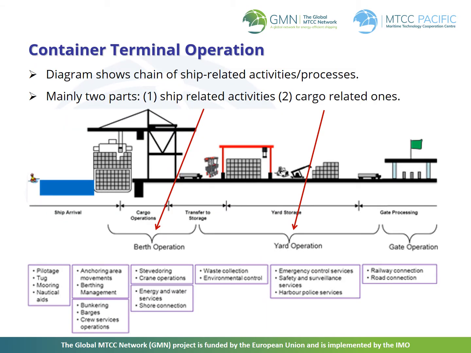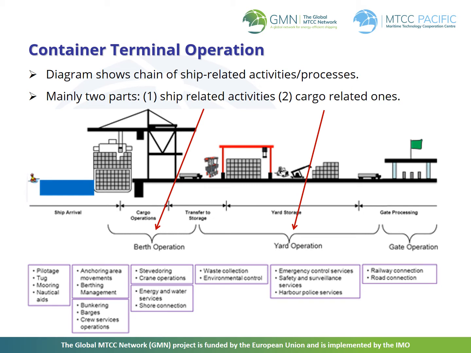In the case of import cargoes, the latter consists of activities that are cargo handling in the apron area, transfer to storage, yard storage, and gate processing. This diagram is representative of a container ship terminal. However, similar diagrams could be constructed for other ship types to define the activities in port operations.